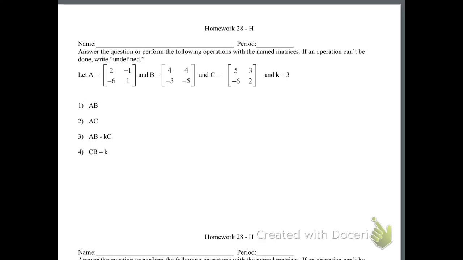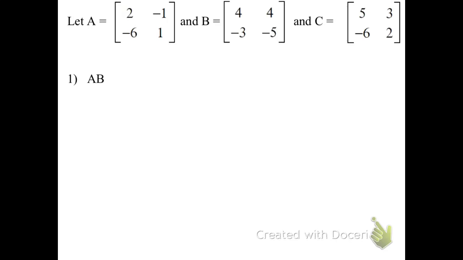Alright, time for homework 28 for the honors classes. We're dealing with matrices, and specifically matrix multiplication, which is in itself a really complicated process, but we'll try and keep it as clear and simple as we can here.